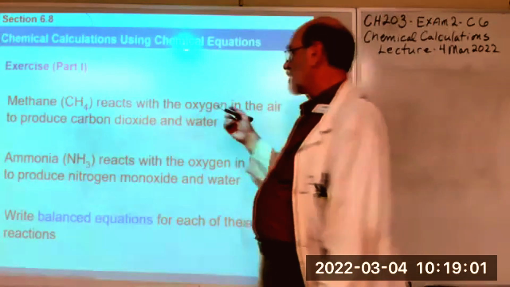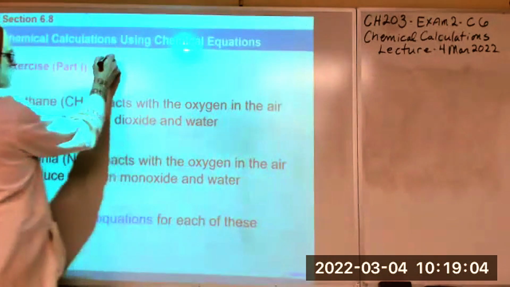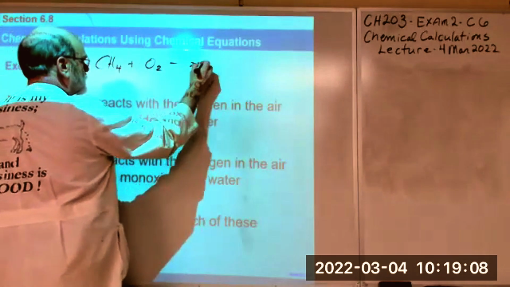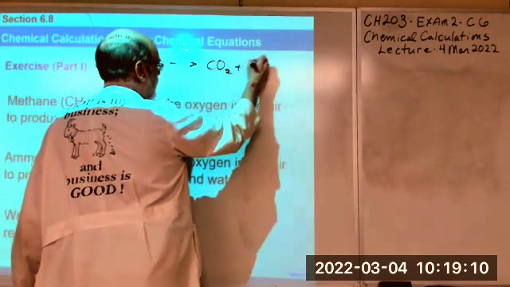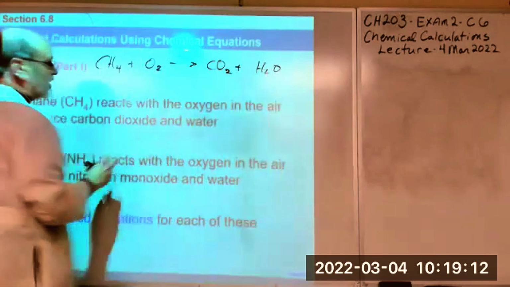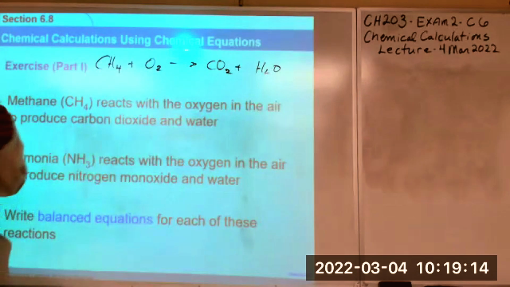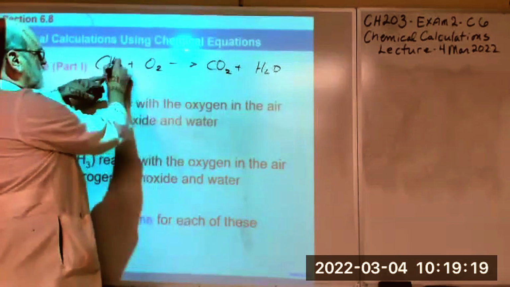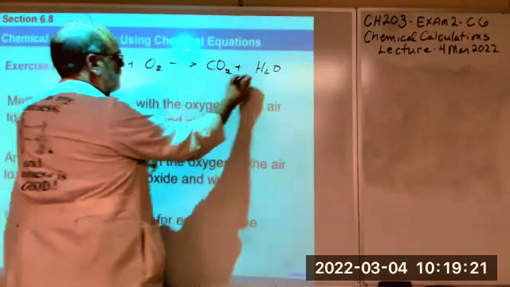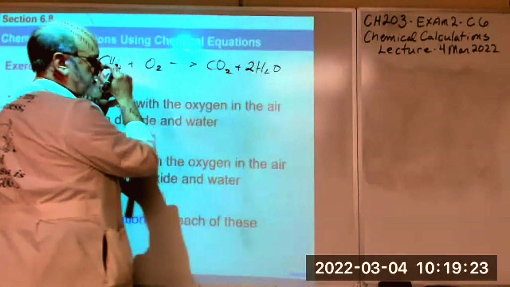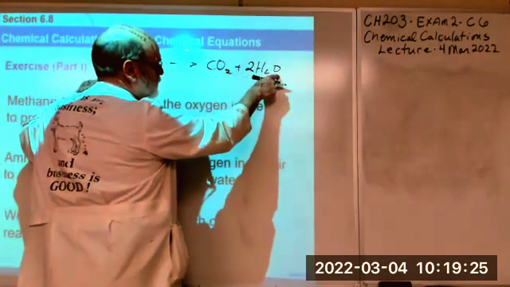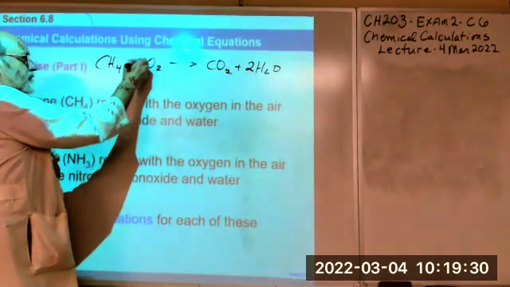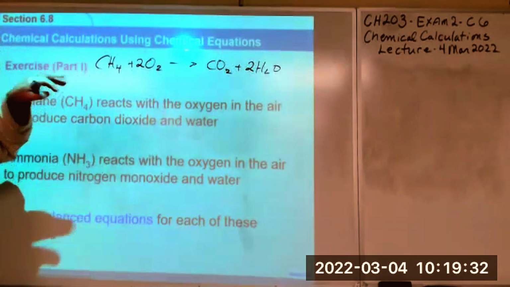Okay, so this one's going to be CH4 plus oxygen yields carbon dioxide and water. This one should be fairly easy because it doesn't require the fraction trick. You've got 1 carbon, good. You got 4 hydrogens, 4 hydrogens. Okay, so that means 2 oxygens, and 2 oxygens is 4 oxygens. That's balanced.